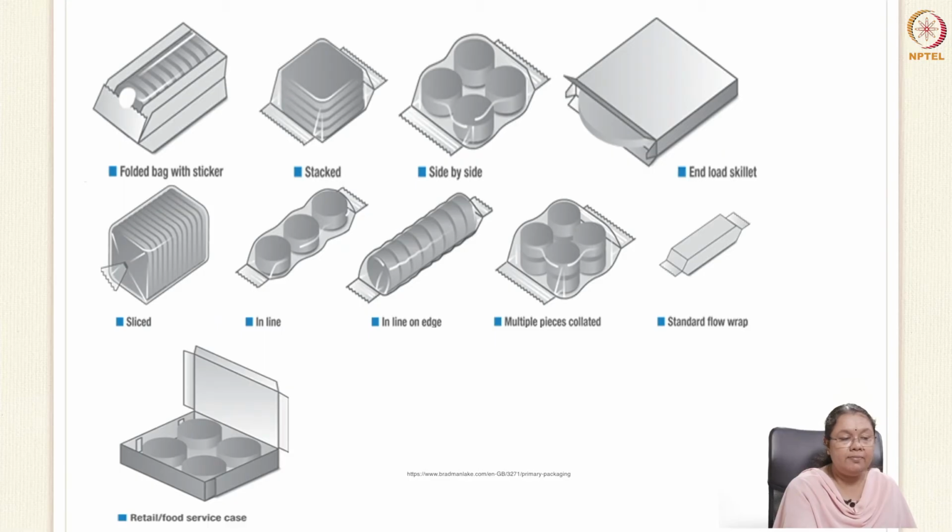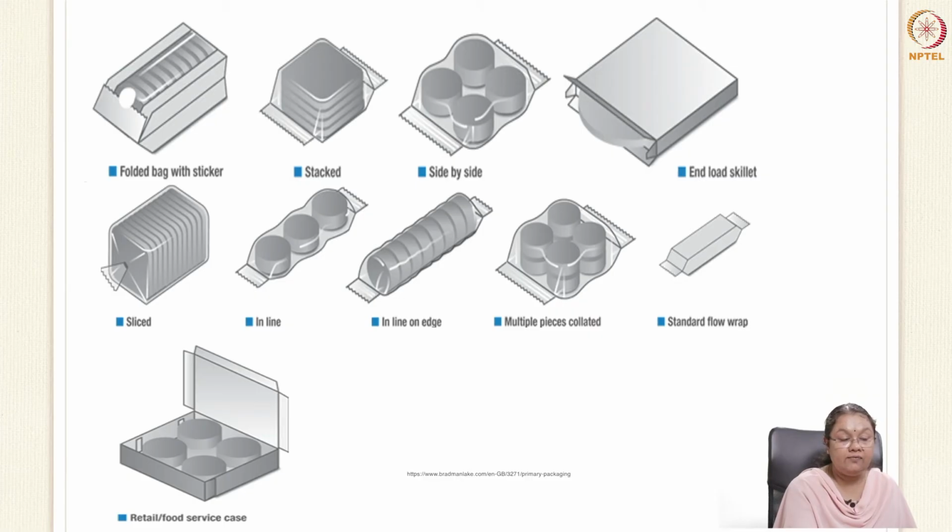We have folded bags, then stacked, and we also have side-by-side bag and end load skillet. Then we have standard flow wrap, as in chocolates. We also have multiple piece collated, then inline, on edge, inline sliced, as in cheese.